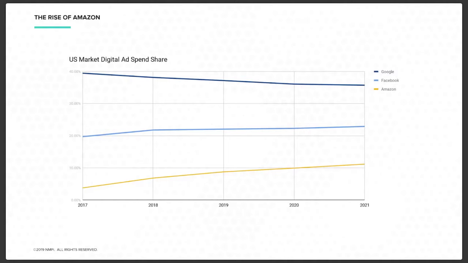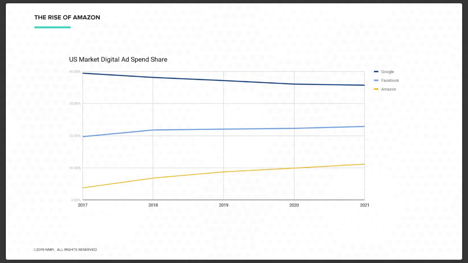This graph shows the digital ad spend share of the top 3 advertisers in the US market, those being Google, Facebook, and Amazon. No surprises there. When looking at Amazon, we can see that it is increasing significantly compared to Google and Facebook. In fact, 2018 was the first year that Google's market share decreased. The majority of this was lost to Amazon, which showed a year-on-year increase of 123%. For 2019, this is forecasted to be 53%.